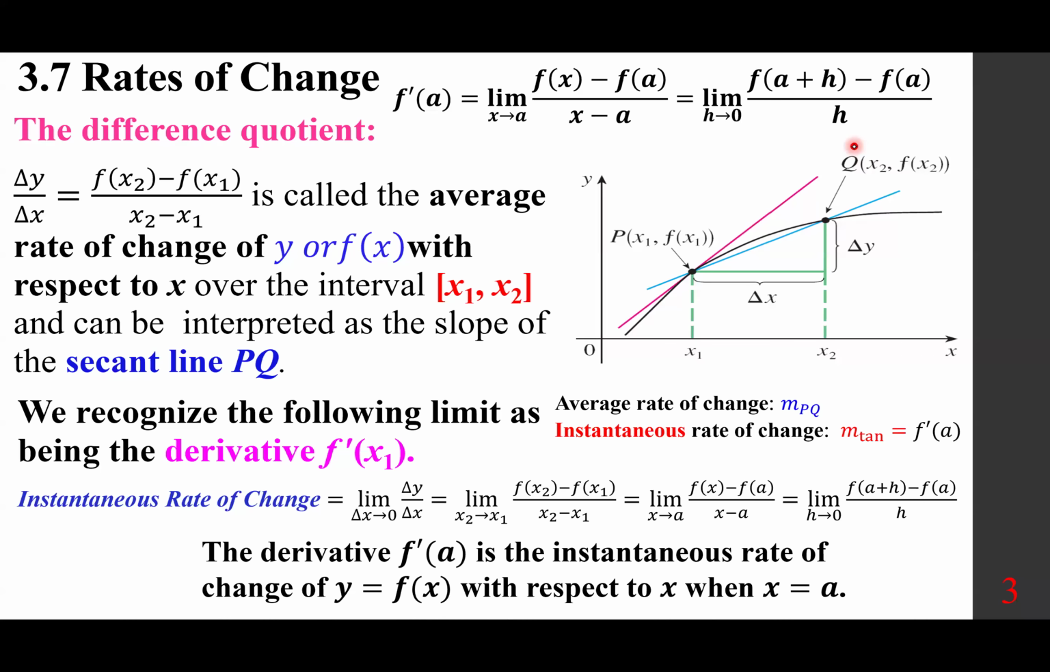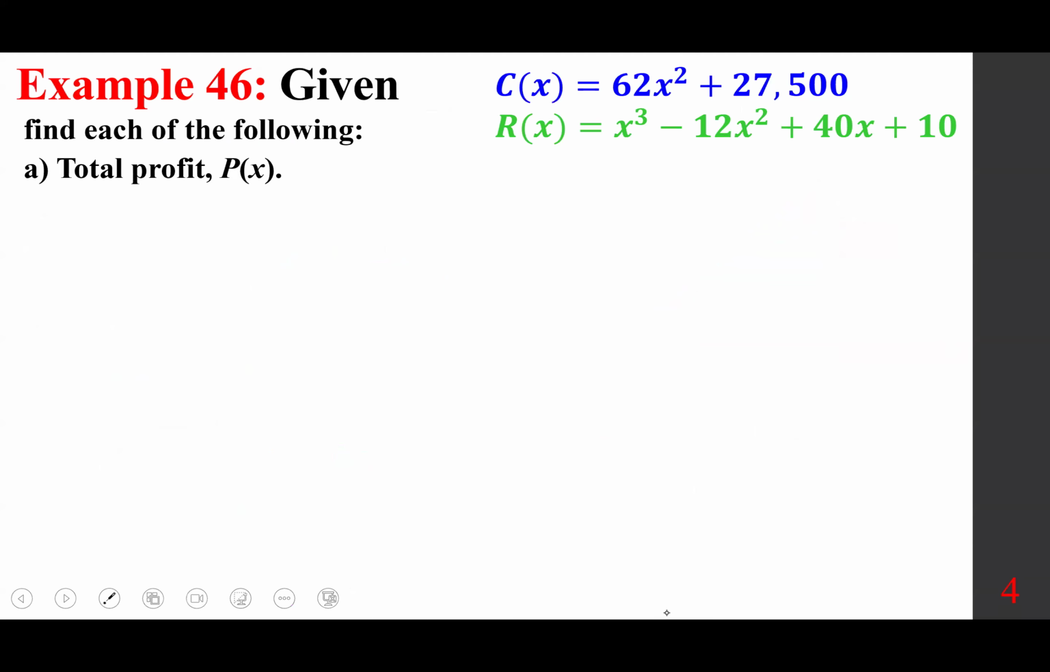So the derivative f prime of a is the instantaneous rate of change of y, or f of x, with respect to x when x equals a. Just to remind you the good old differentiation formula. So having said that, let's look at a simple example. Find each of the following, where the cost function is 62x squared plus 27,500, and the revenue function is x cubed minus 12x squared plus 40x plus 10. So we're going to start with elementary algebra. What is the profit? As you know, profit by definition is revenue minus cost. So the difference between the two.